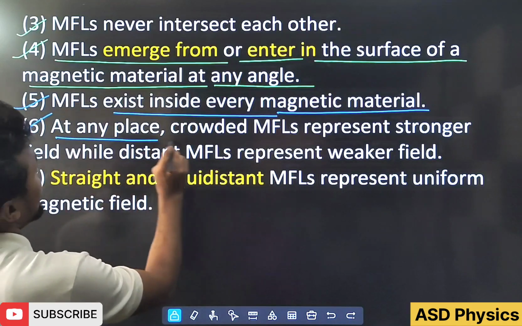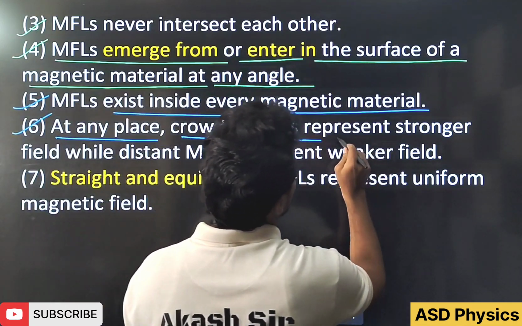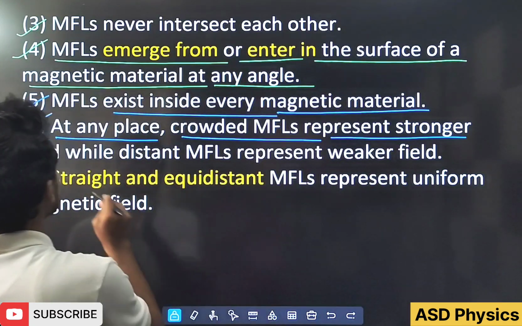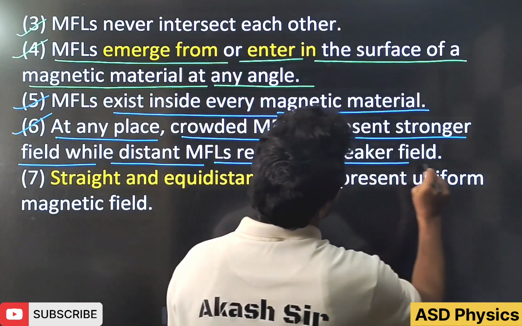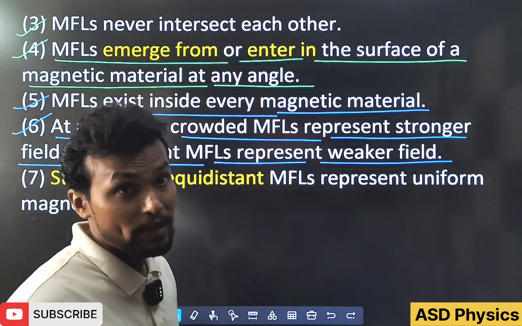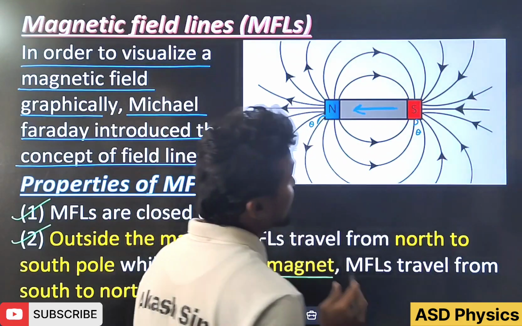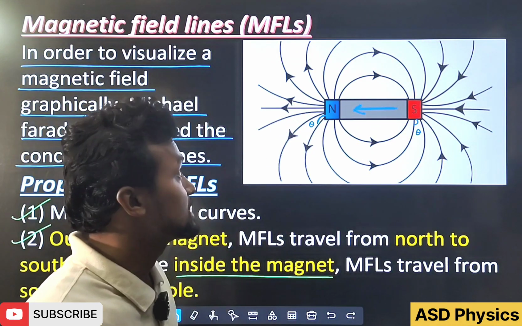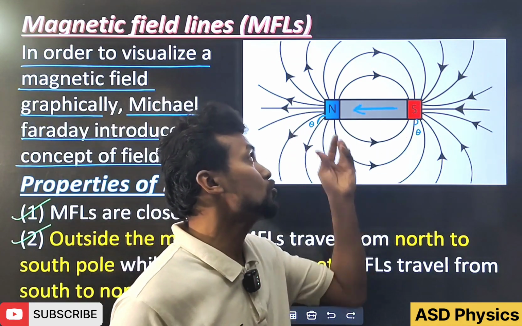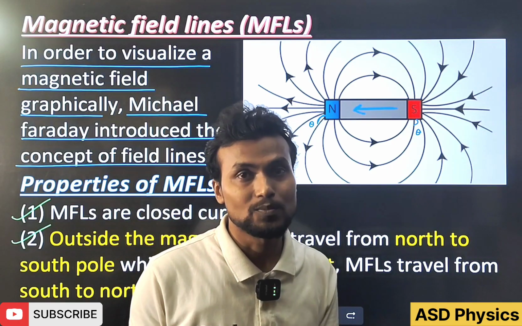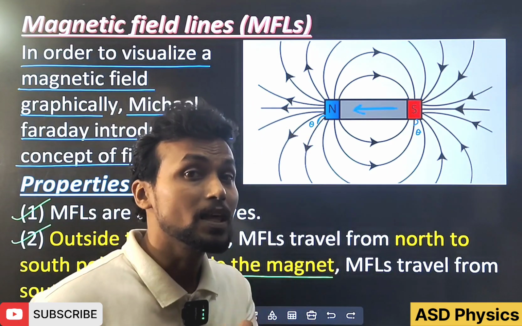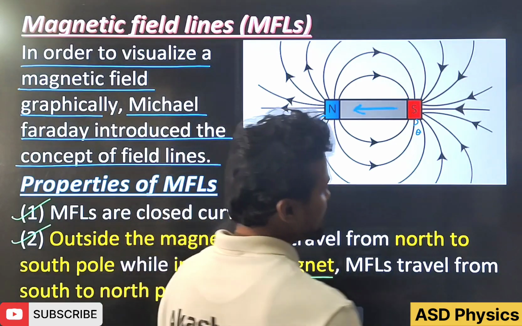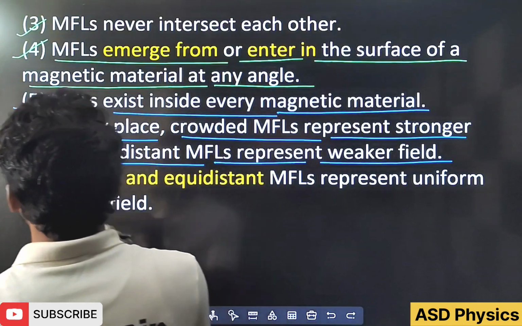Sixth, at any place, crowded magnetic field lines represent a stronger field, while distant magnetic field lines represent a weaker field. By seeing the diagram, you can see where the magnetic field is strong. The field lines are very close near the north pole and south pole. That means the magnetic field is very strong near the poles, maybe the north pole or the south pole.